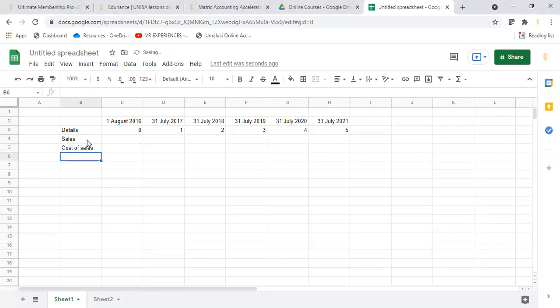Now, it's important to take note. We can't plug in the information from the income statement, because that relates to August 2016. So we're going to have to look at the notes to see how to use this information to get to 31 July 2017 and so forth. Okay, so let's have a look.